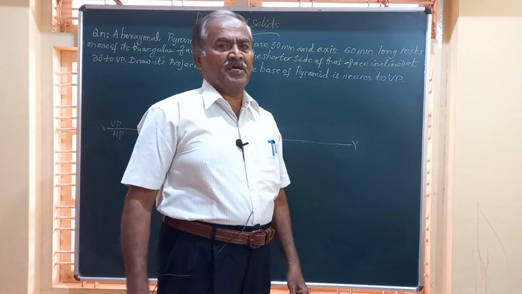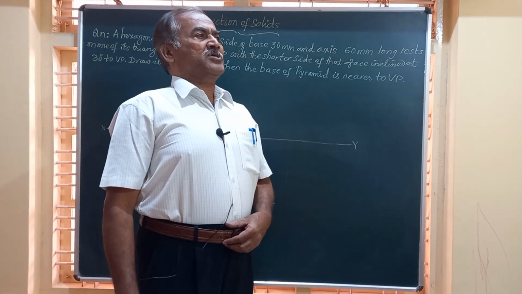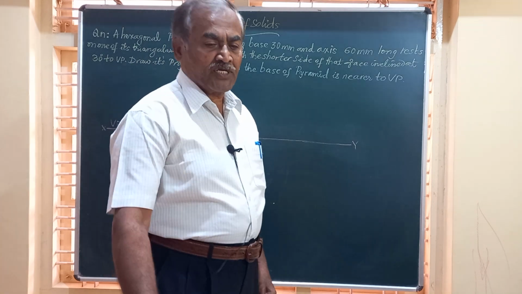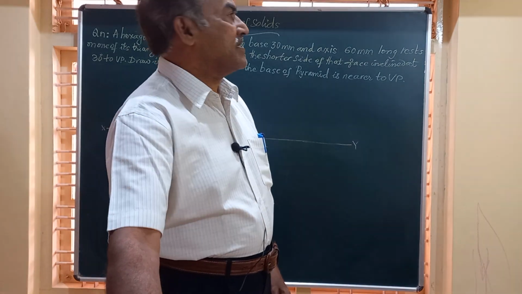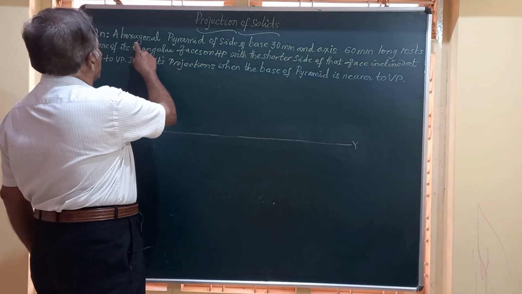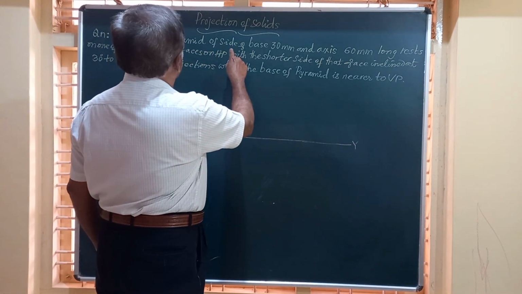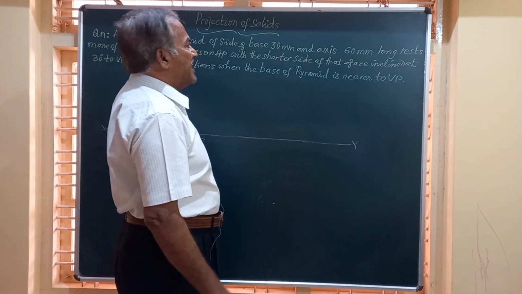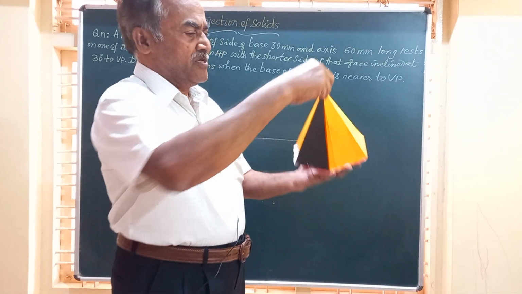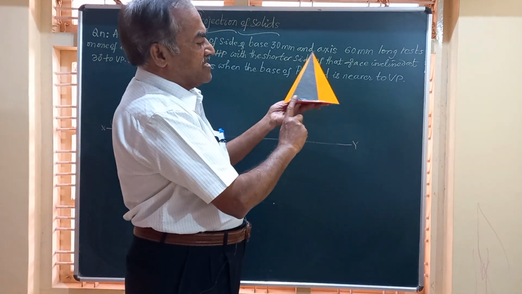Myself Professor M.H. Annaya, and in today's video we are going to learn about the projection of a hexagonal pyramid. The question for today's session reads like this: a hexagonal pyramid, side of base 30 mm and axis 60 mm long. So we have a pyramid here which has got a side of base.